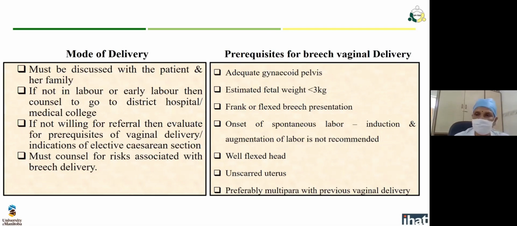And they must know that vaginal delivery carries a high risk of perinatal mortality and morbidity. So always take consent when you are leaving the patient for vaginal delivery. If in spite of that she is willing, then leave the patient for vaginal delivery if all the prerequisites are fulfilled.